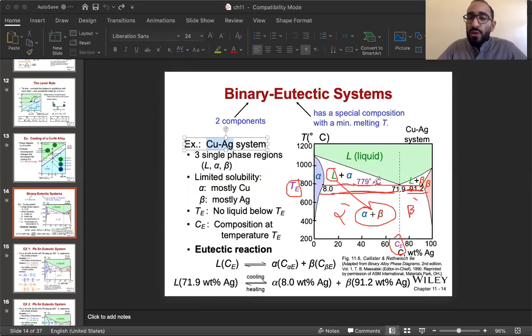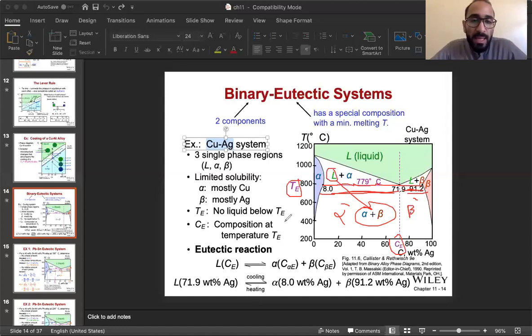Again, if you are between these two compositions, 8% and 91%, and you cool down below the eutectic temperature, any liquid you have is going to transform to a special type of alpha plus beta. But in addition to that, if you have a composition below 71.9, you're going to get a primary alpha in addition to alpha plus beta. If you have a composition more than 71.9, you're going to get primary beta in addition to alpha plus beta.